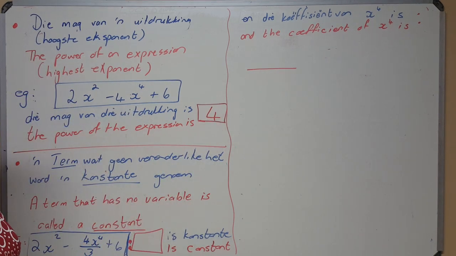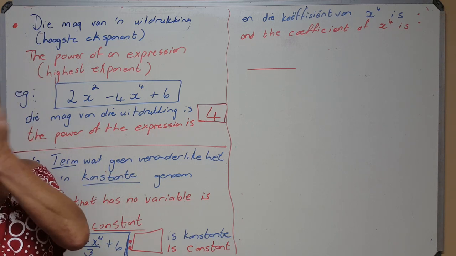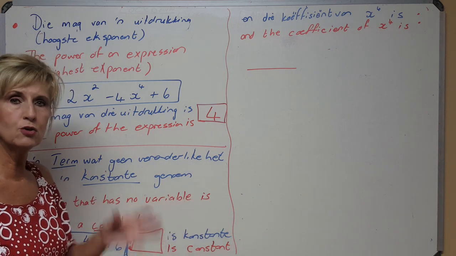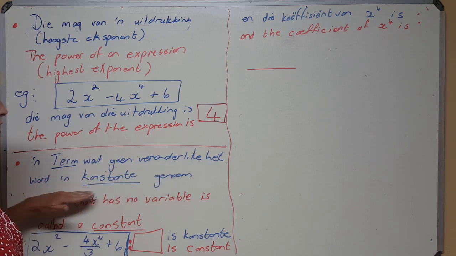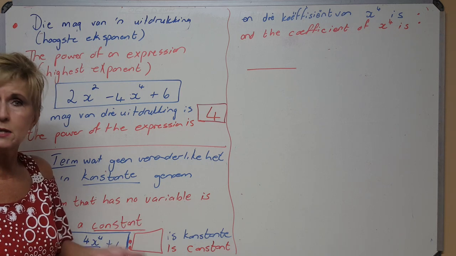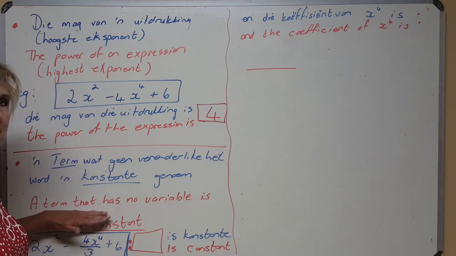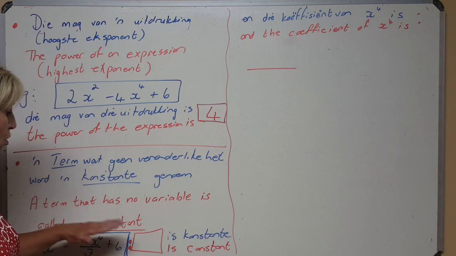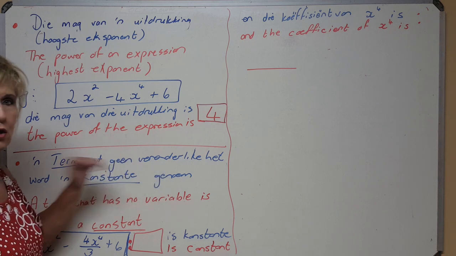Goed, dan kom ons by ietsie ekstra daarby, 'n konstante. 'n Term wat geen veranderlike het nie, word 'n konstante genoem. You've always worked with numbers that don't have variables, and they are still such numbers, obviously. But if a term has no variable, then that term is called the constant term, or just a constant. Die konstante term of net die konstante.